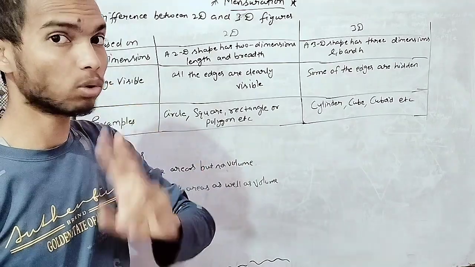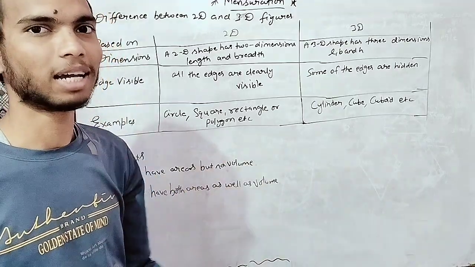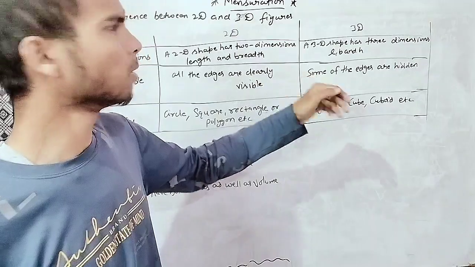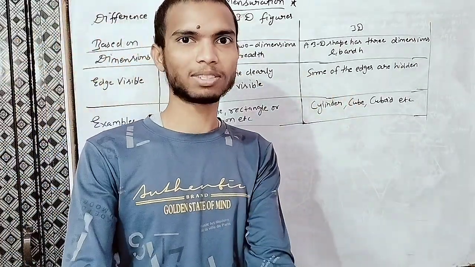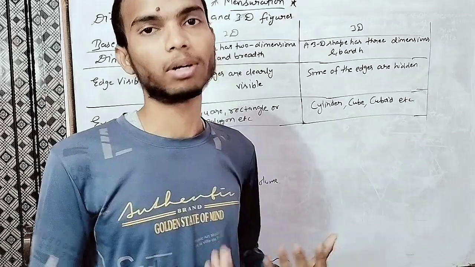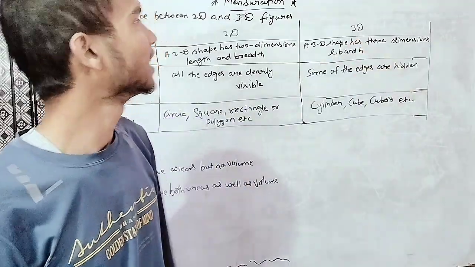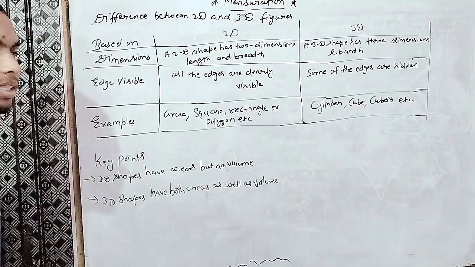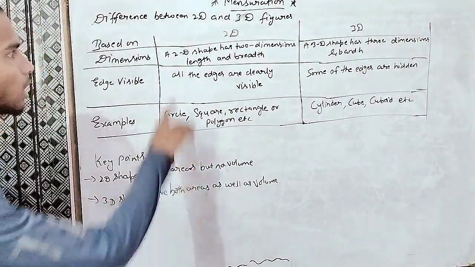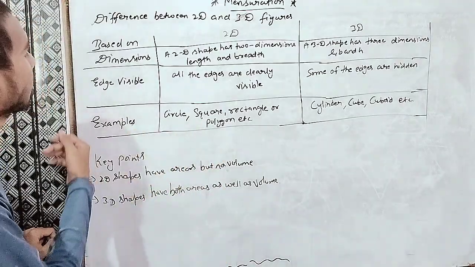A 2D shape has 2 dimensions because we are saying 2D, which are length and breadth. Similarly, a 3D shape will have 3 dimensions, which are x, y, z. But in standard words we say length, breadth and height. So a 3D shape has 3 dimensions, which are length, breadth and height. So here we understood our dimensions. It is very simple to understand.